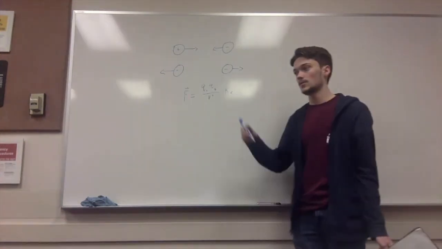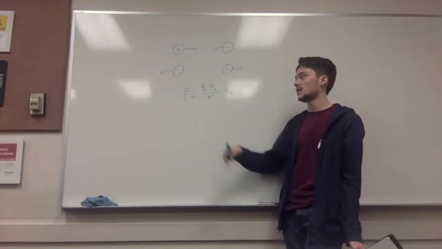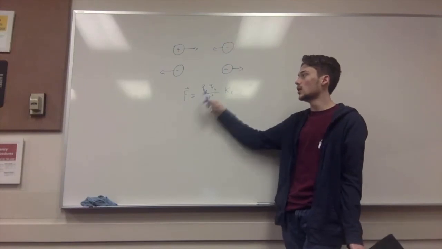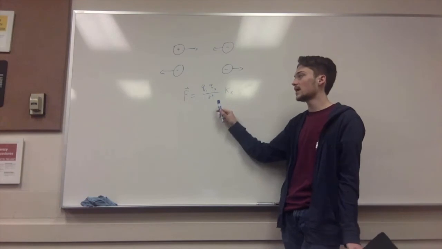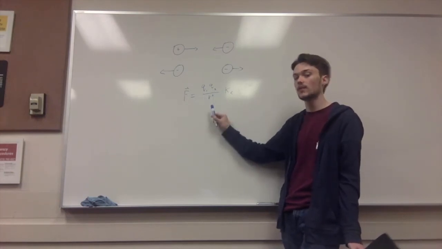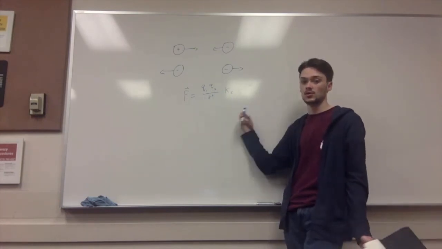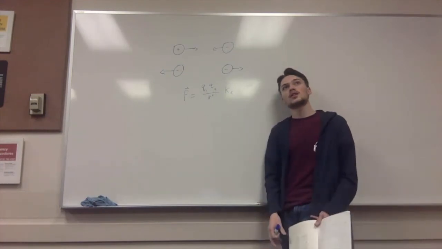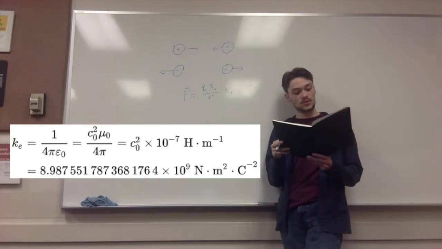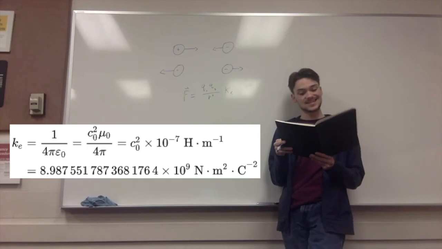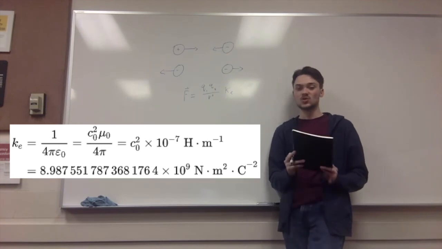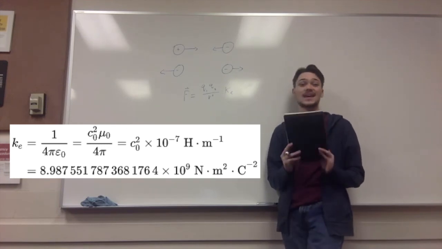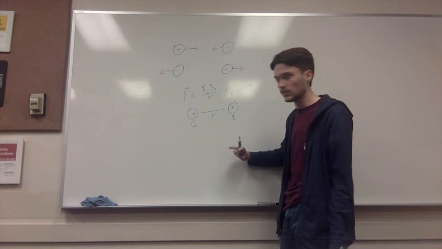Capiche? So this is the equation for Coulomb's law. It is force is equal to the first charge times the second charge divided by the distance between the two squared, all multiplied times Coulomb's constant. And Coulomb's constant is 8.99 times 10 to the 9th newton meters squared per coulomb squared. Now, I don't know about you guys, but I don't want to have to memorize that, so that is going on the cheat sheet.